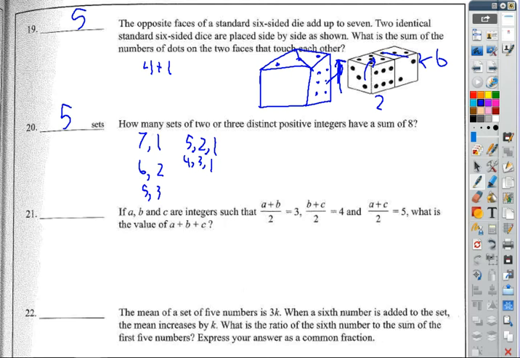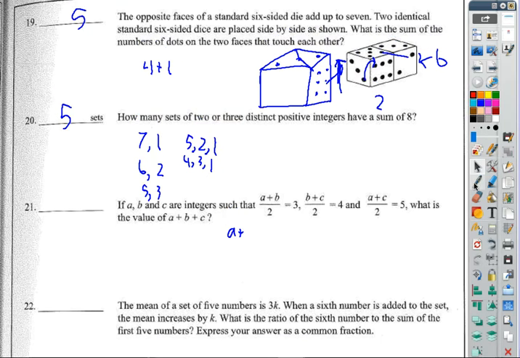So now we're back from Jay's commercial break, and we are moving on to number 21. If a, b, and c are integers such that (a plus b) over 2 equals 3, (b plus c) over 2 equals 4, and (a plus c) over 2 equals 5, what is the value of a plus b plus c? So what I first did is I rewrote all of the equations.